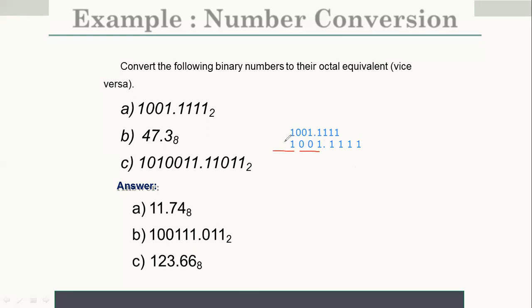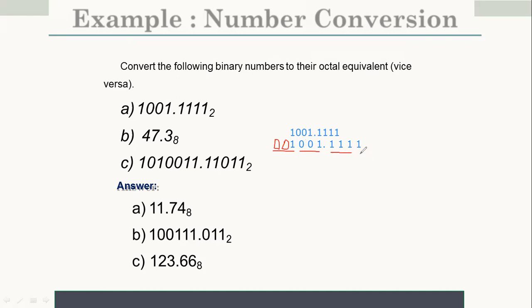So what about the other bits? Those will be taken as zeros. And if we add any zeros to the left side of the integer part, then the value is not changed. Okay, so for the fractional part, from this bit, group the 3 digits.